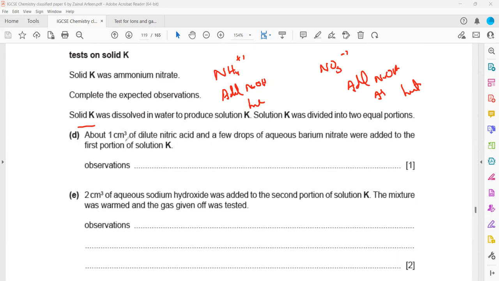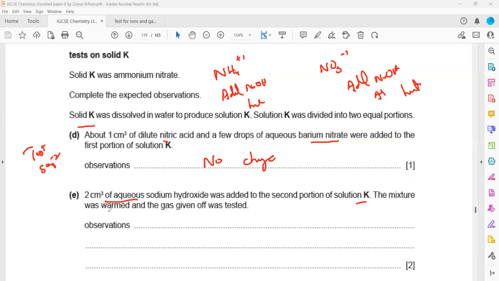Solid K was dissolved and 1 cm cube of nitric acid followed by barium nitrate was added. So what is the change here? Nothing, because this is a test for sulfate ion, but there is no sulfate ion, so there is no visible change or no reaction.